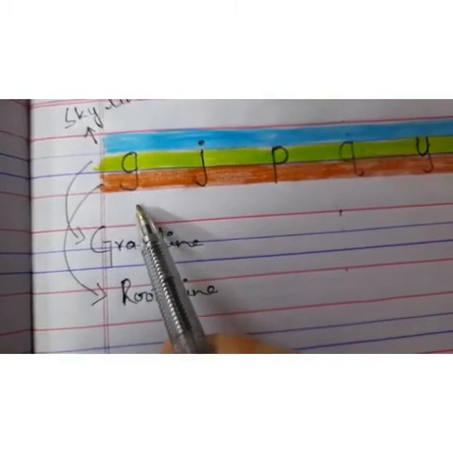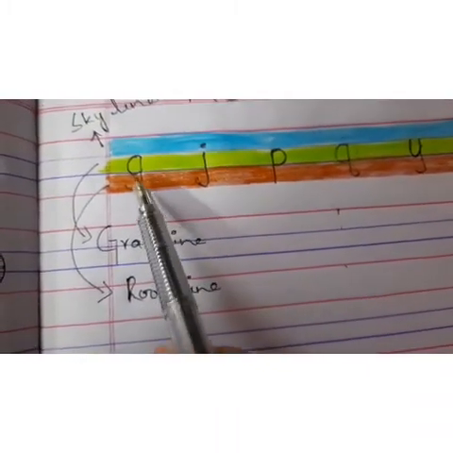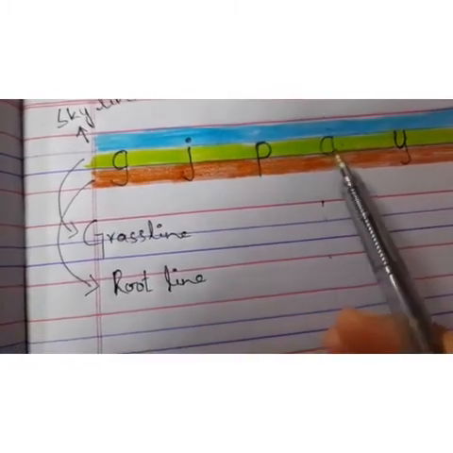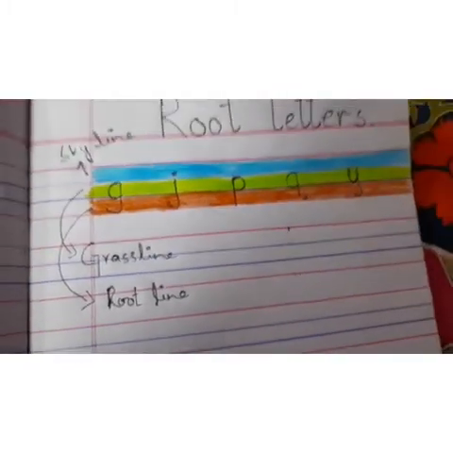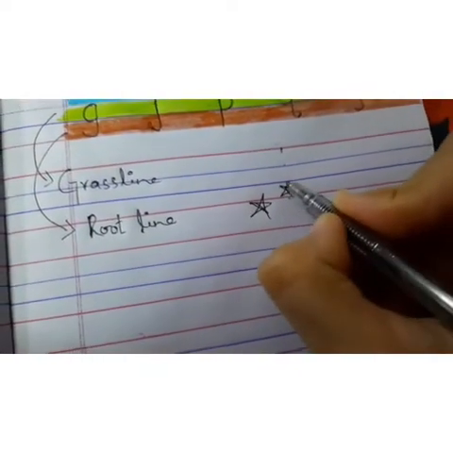Let's count how many root letters there are. 1, 2, 3, 4, 5. We have 5 root letters. We have 5 small case letters that are touching the fourth line, and those are the root letters.